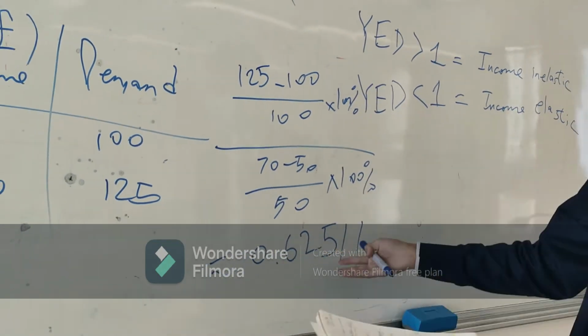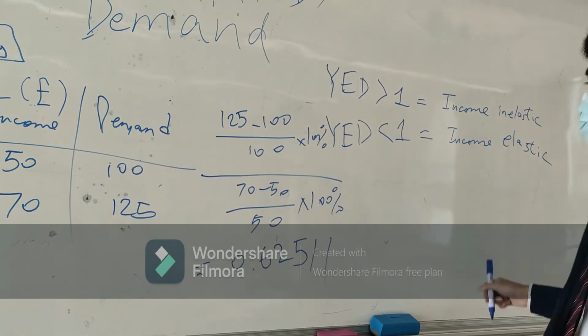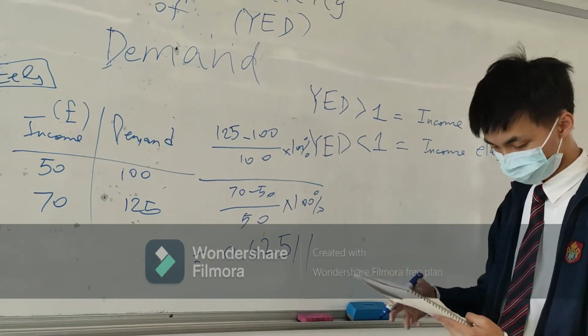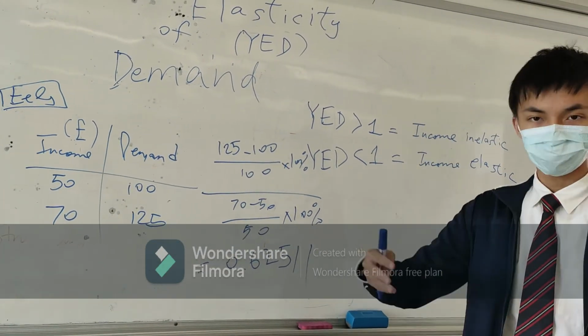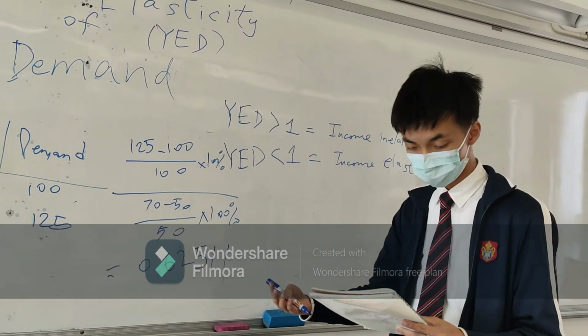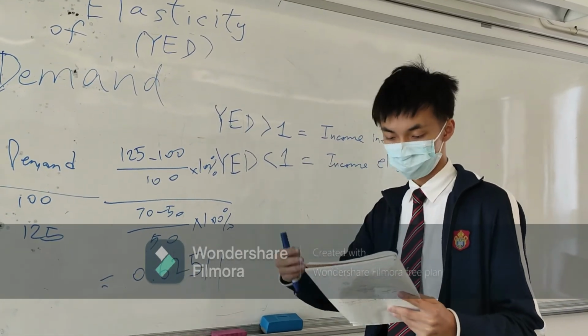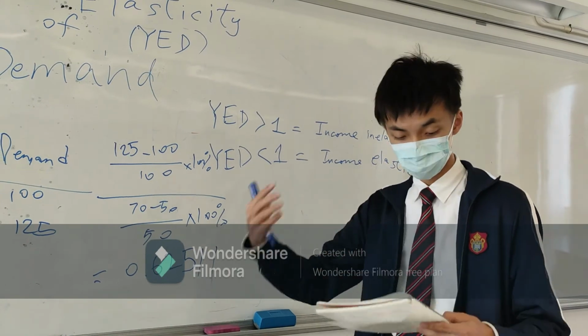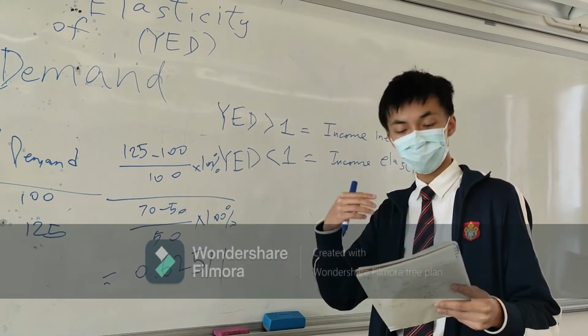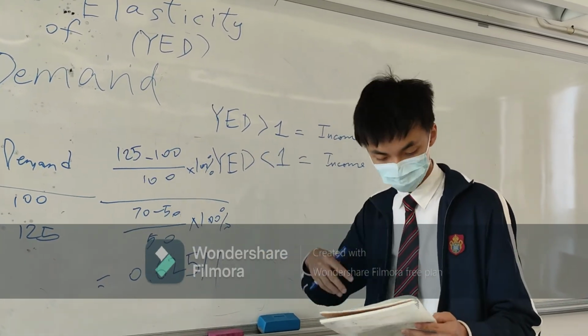How do you interpret this answer? First of all, you look at the sign and the numerical value. For the sign, you look at plus or minus. A plus represents a normal good, while a negative represents an inferior good. A normal good means when income increases, demand is going to increase, while for an inferior good, when income increases, demand is going to decrease.